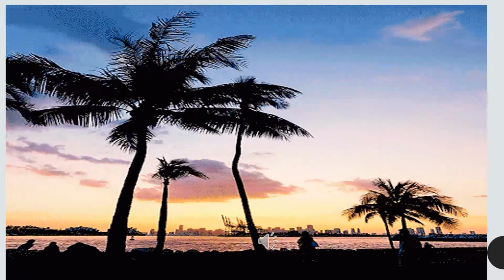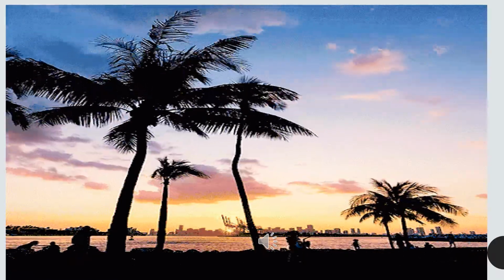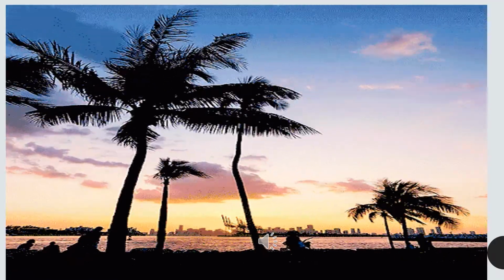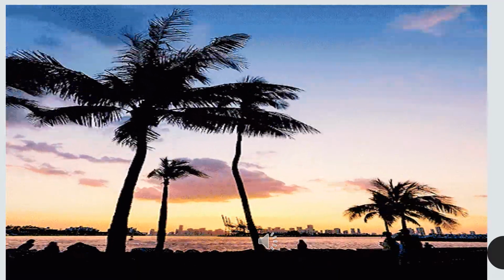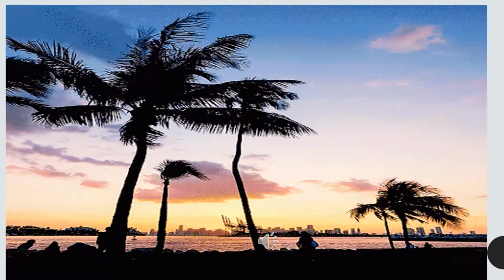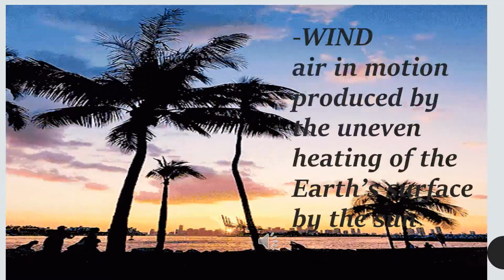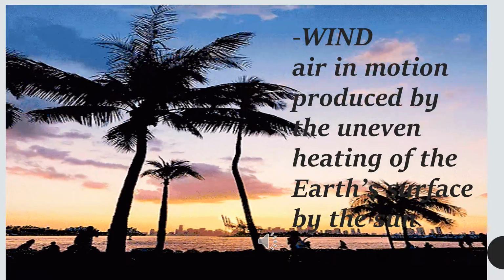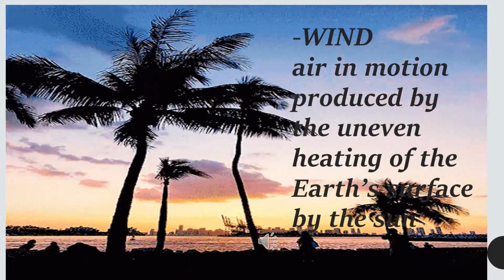Air movement takes place in the troposphere. The troposphere is the lowest layer of the atmosphere. Air moves because of the difference in temperature. This difference causes convection current and wind. Wind is the air in motion produced by the uneven heating of the Earth's surface by the sun.